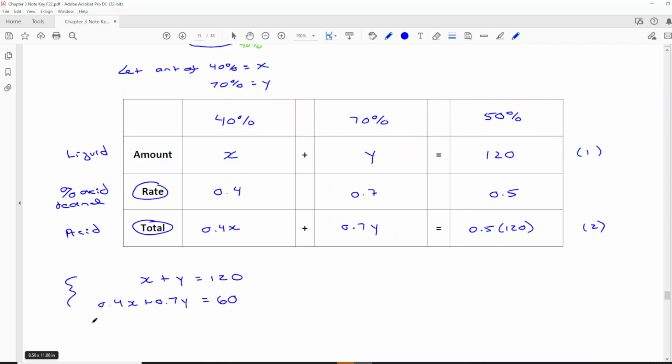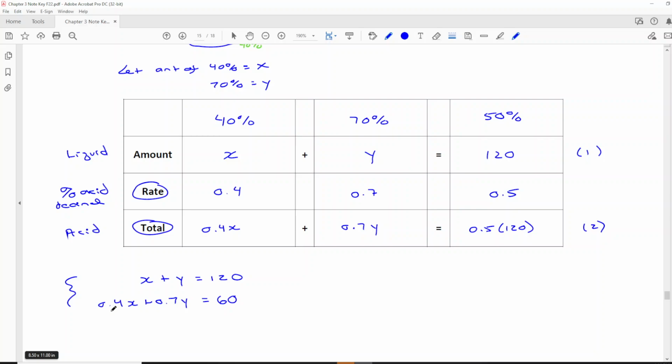And then the second equation is always going to be how much of that is acid, or how much of it is juice, or how much of it is cement, or something along those lines. You'll always come up with two equations that look somewhat like this. Now to solve this, you have lots of options. You could solve this by elimination.